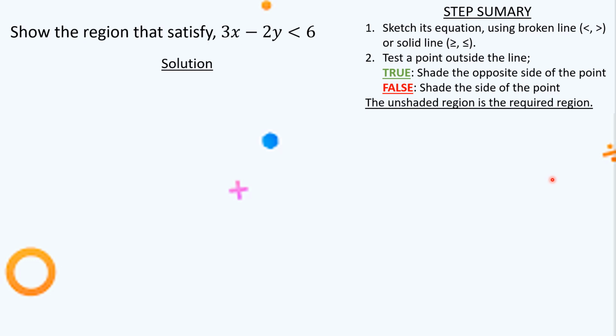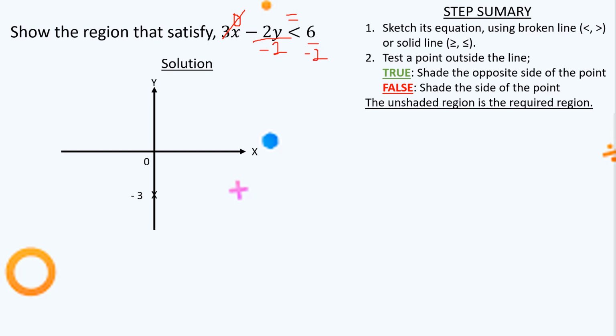Okay, let's have a solution. We draw our x-axis and our y-axis, where they meet is surely the origin. We locate minus 3 at the bottom part of y, because when x is 0, y is minus 3. If x is 0, everything with x becomes 0, then we are left with minus 2y equals 6 because we are sketching its equation actually. So we divide both sides by minus 2, and we observe that y is now equal to minus 3. So that's why we have y equals minus 3 over here.